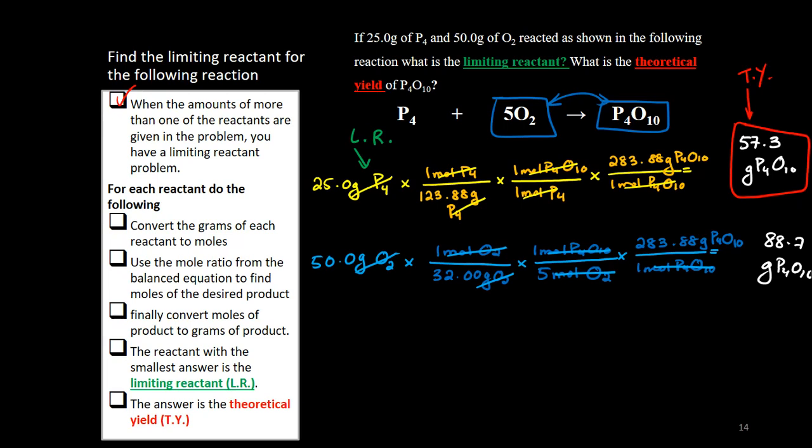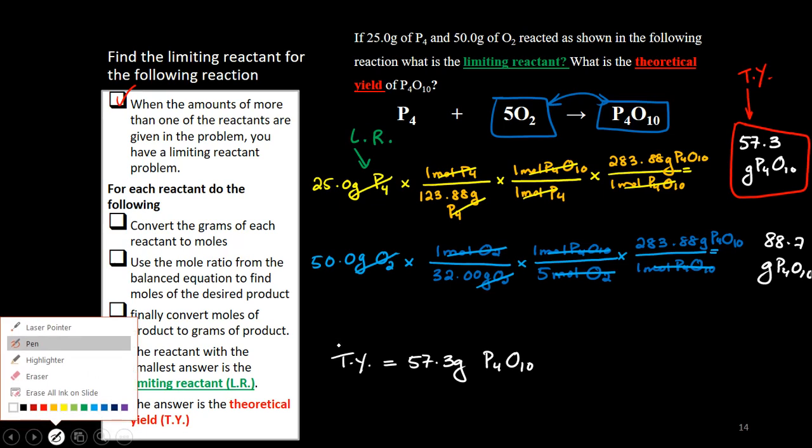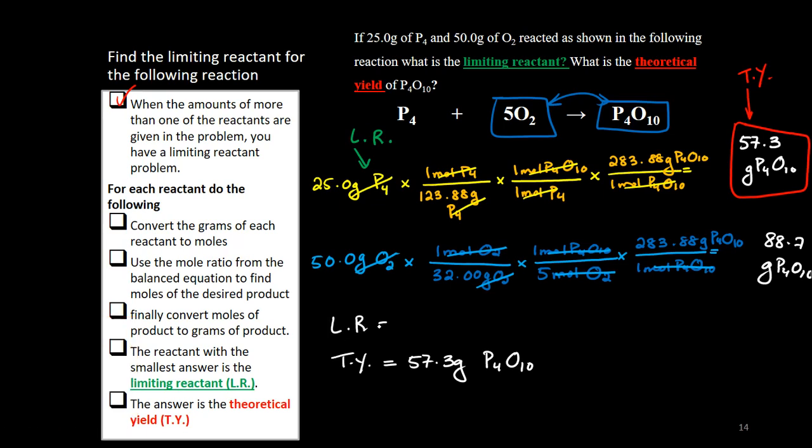So if I ask you what is the theoretical yield, the theoretical yield is always a numerical answer. It's 57.3 grams of P4O10. And then if I ask you the question, what is the limiting reactant? The limiting reactant is P4. This is not a numerical answer, this is just the reactant name. The limiting reactant is P4 and the theoretical yield is 57.3 grams of the product. So those are the two questions.